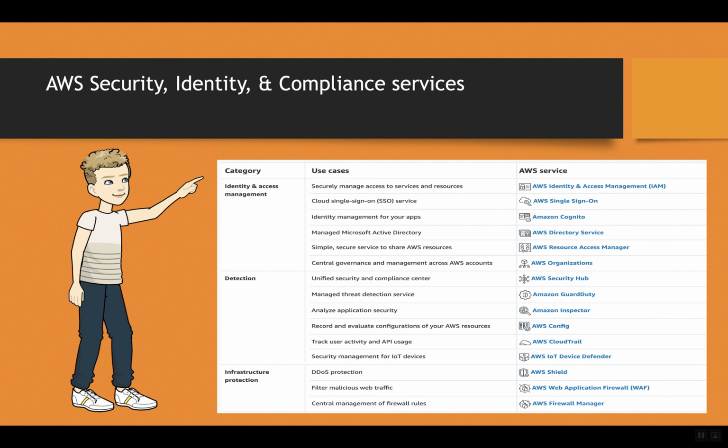If you're going for detection, there you have AWS Security Hub, which is a unified security and compliance center. Amazon GuardDuty is a managed threat detection service. Amazon Inspector analyzes application security. AWS Config records and evaluates the configuration of your AWS resources. AWS CloudTrail tracks your user activity and API usage. AWS IoT Device Defender is security management for IoT devices.